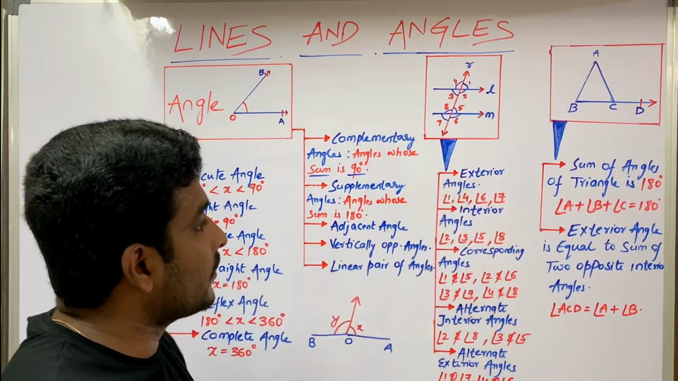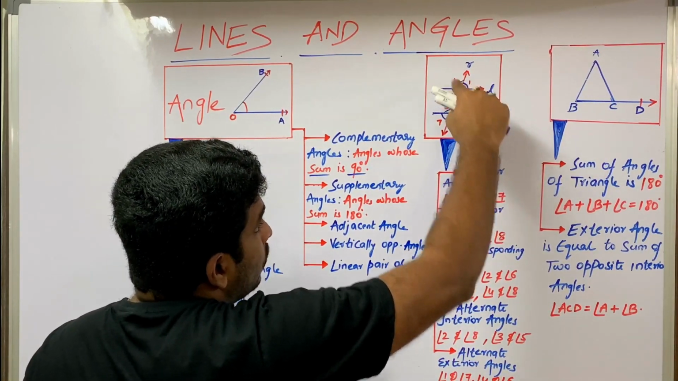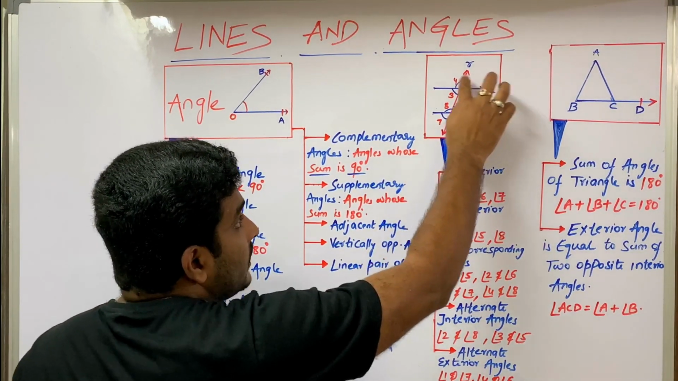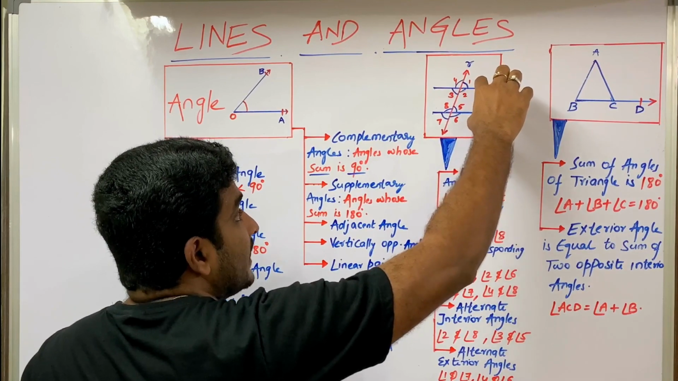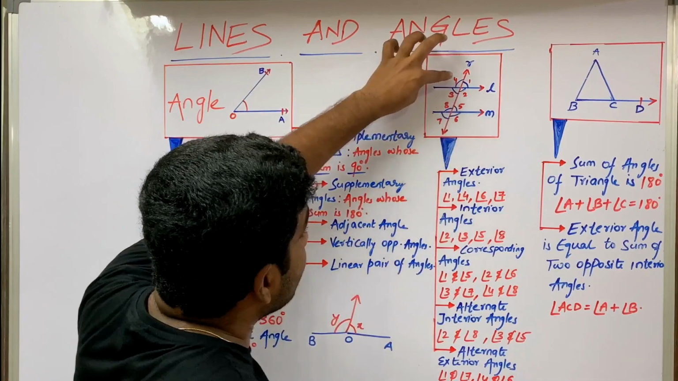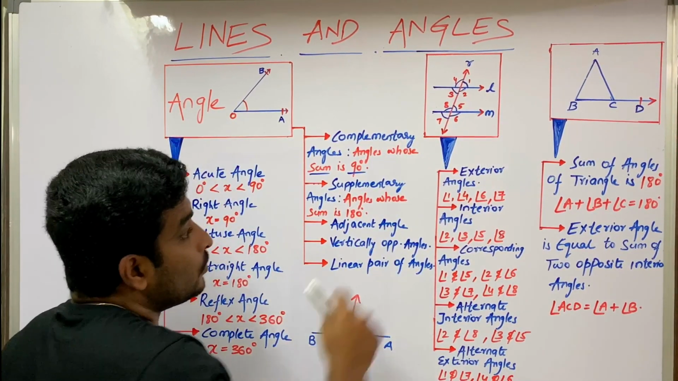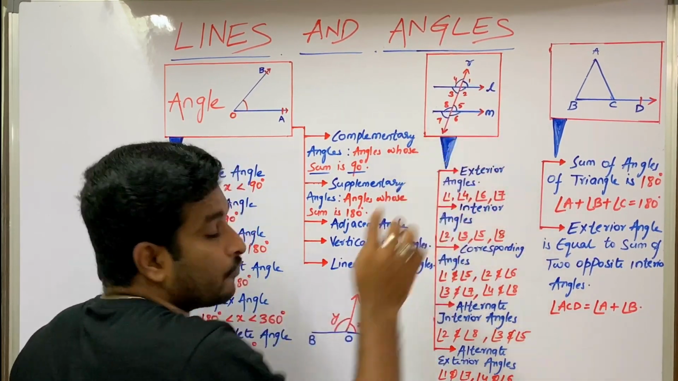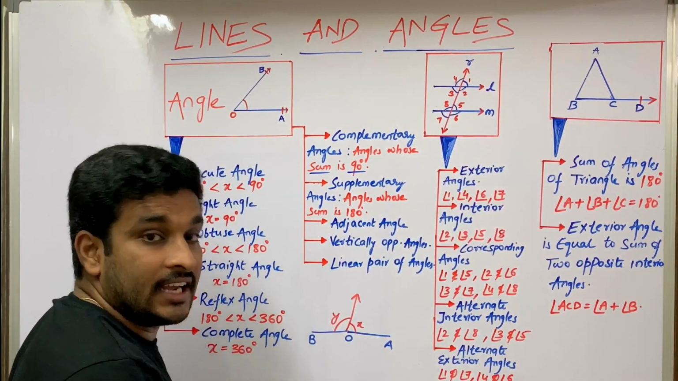Coming to the concept of exterior angles, the angles I wrote, angle 1, angle 4, angle 6 and angle 7, are called exterior angles, because these four angles lie outside the two parallel lines, not inside them. Again I am explaining, angle 1, angle 4, angle 6 and angle 7 are four angles which lie outside the two parallel lines L and M.